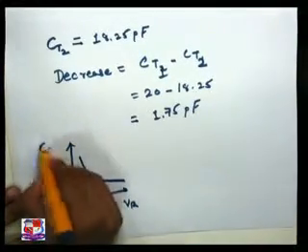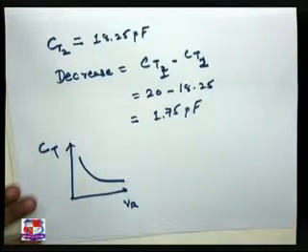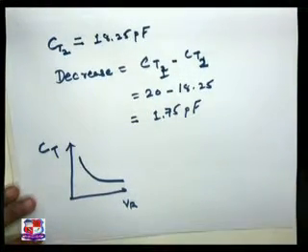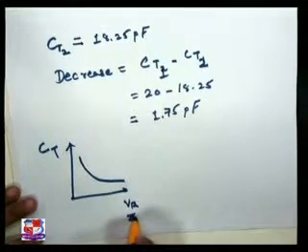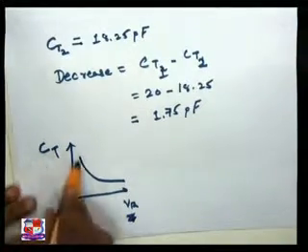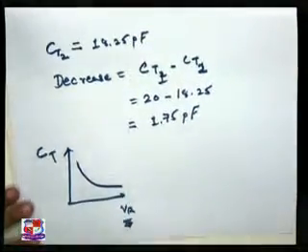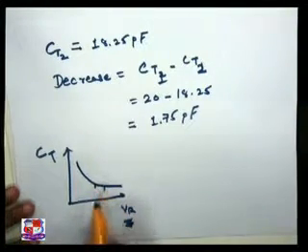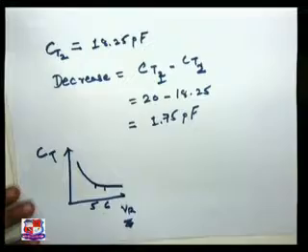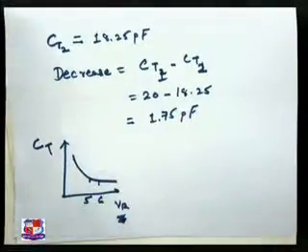So if I draw a CT versus VR graph, then we can have this type of characteristics, right? So this characteristic shows that as reverse voltage increases, the diode capacitance decreases. This is purely reflected in the example, that with the increase in the reverse voltage from 5 volt to 6 volt, the junction capacitance has decreased by 1.75 picofarad.